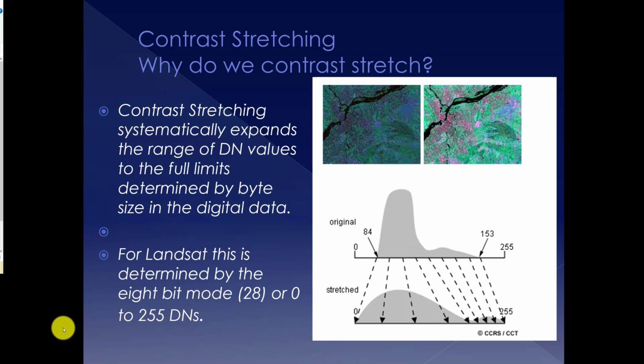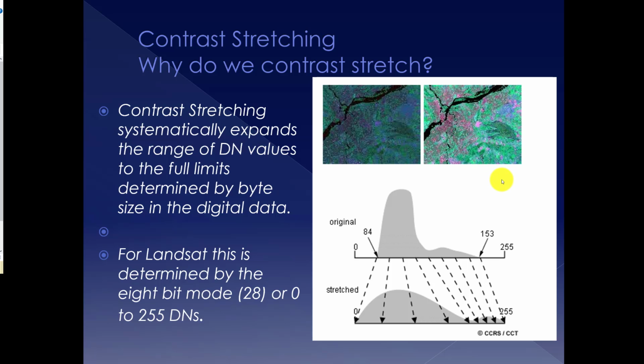So when we think about contrast stretching, it's important to understand why we do it. The idea is that contrast stretching systematically expands the range of digital number values to the full limits as determined by the byte size in the digital data. So in our original image, we have digital numbers represented from 84 to 153. By stretching to the full capabilities in an 8-bit image, which is 0 to 255, we are enhancing our image, and the original file and the resultant file are shown up here.